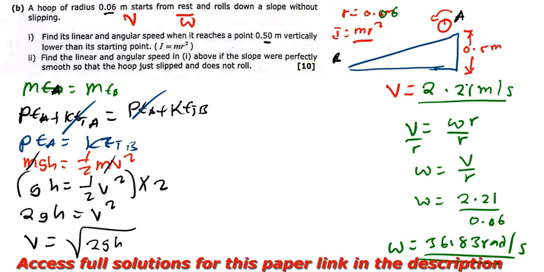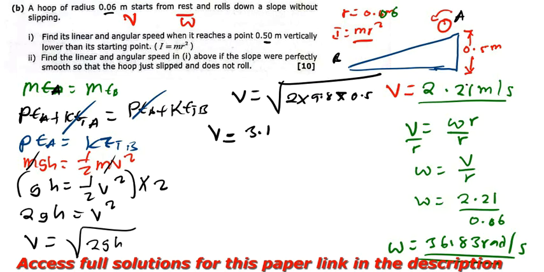Okay, so v will be equal to, let's plug in the values, 2 times 9.8 times the h, 0.5. Therefore v for part 2 will be equal to the square root of 2 times 9.8 times 0.5, which is the square root of 9.8, which is 3.13 meters per second. That is the linear speed.